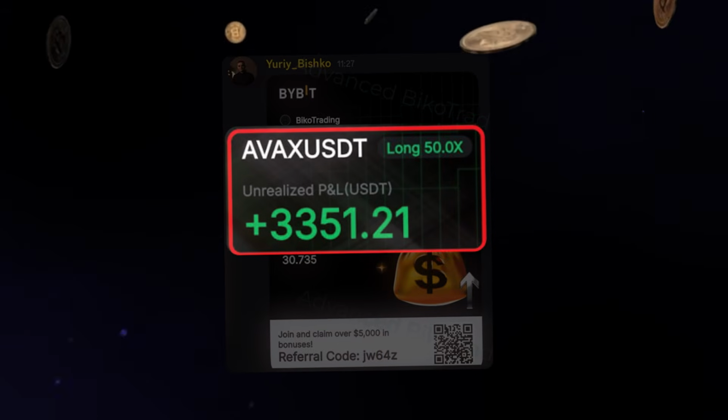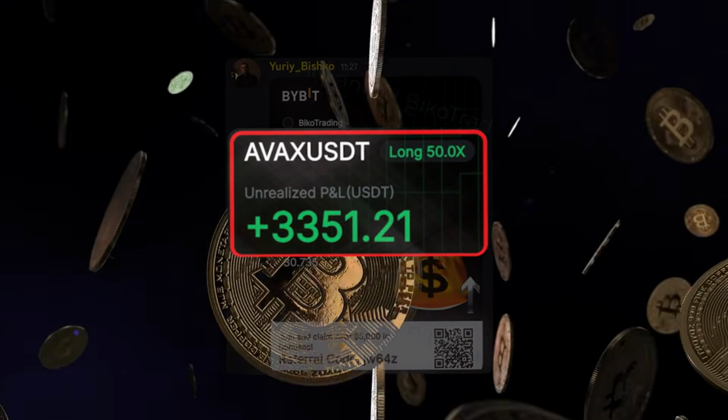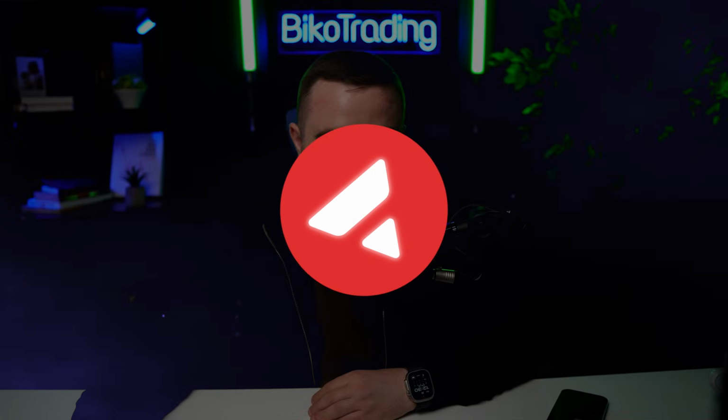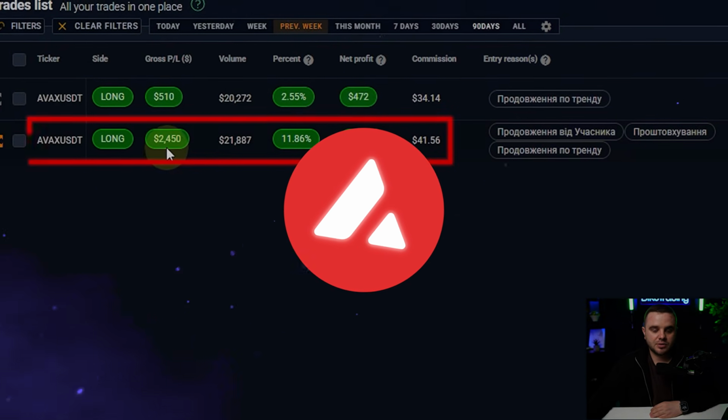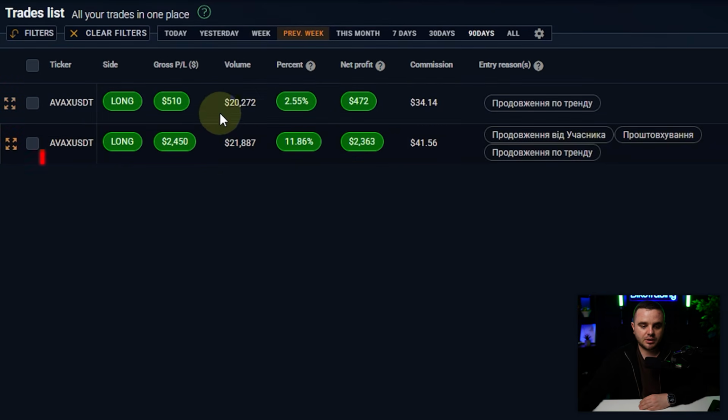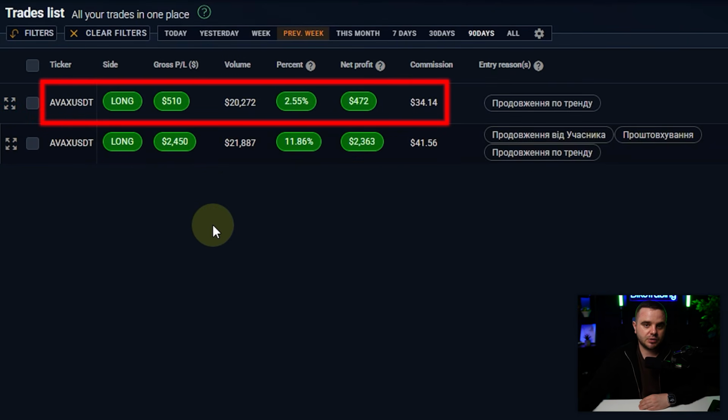How I made nearly 3,000 USD of profit by using open interest on a crypto market. Let's break down these two trades. On AVAX, the first trade where I made 2,450. On the second trade I made 510. Let's cover what were the reasons and how you also can take those trades in the future.